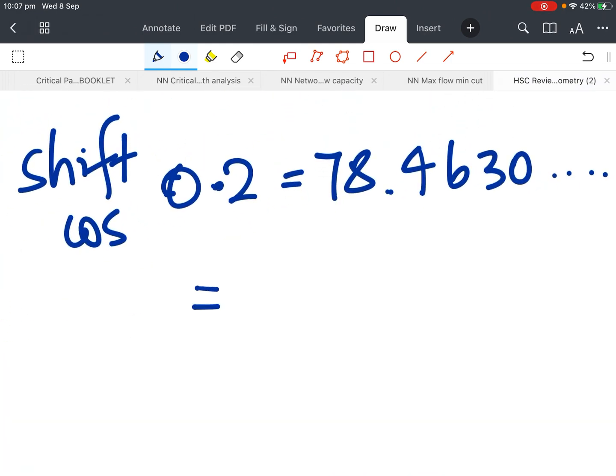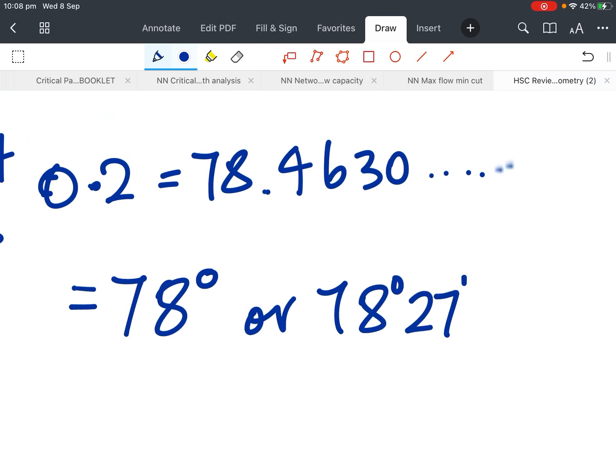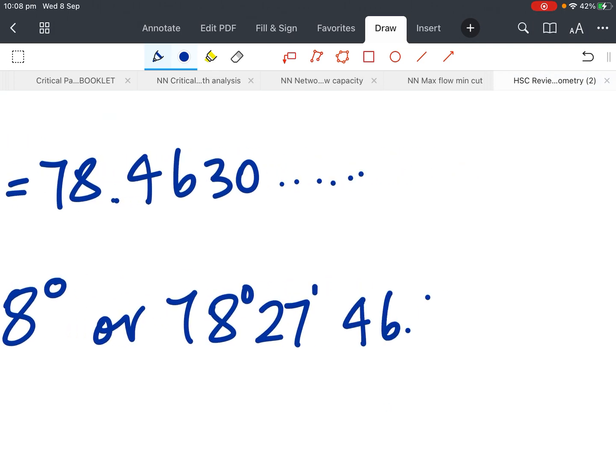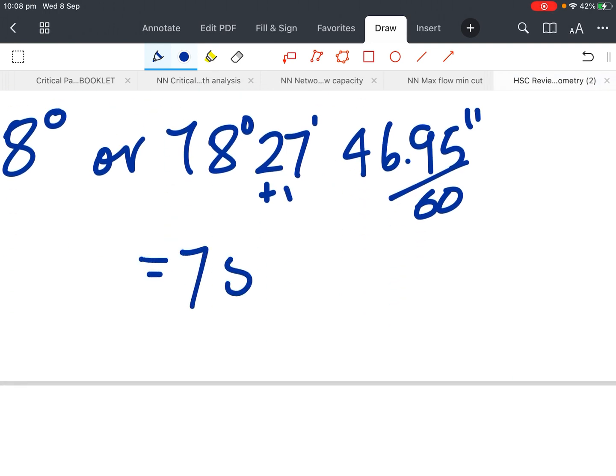78.4630, if it was to the nearest degree, would be 78 degrees, wouldn't it? Or press my DMS key, or shift DMS, whatever it gives you. I get 78 degrees, 27 minutes, and 46.95 seconds. Now this one, remember, it's out of 60, so if it's above 30, I have to add 1 to the 27. So my final answer, if I had to give it in degrees and minutes, would be 78 degrees and 28 minutes.